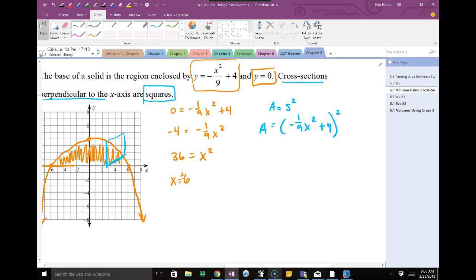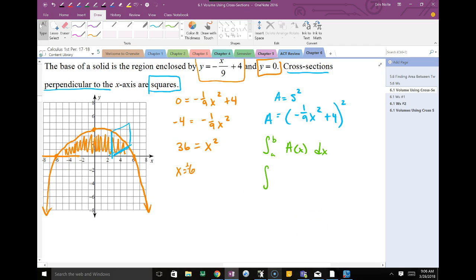I'll show you more. Okay, so now here's the part where I'm going to do the integral. Remember the definition that you just wrote down was we're going to do the integral from A to B of our area. I need to know the base length, where does that exist between which two x values? It exists between 6 and negative 6, so my smaller value goes on the bottom. And what is the equation of the area?